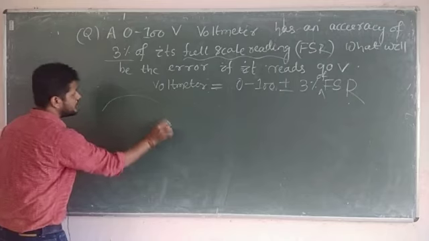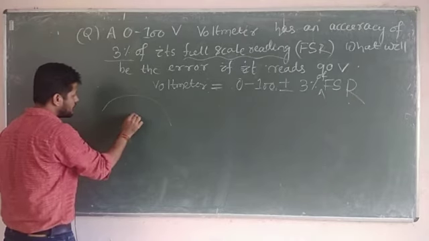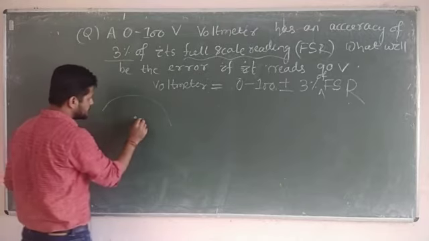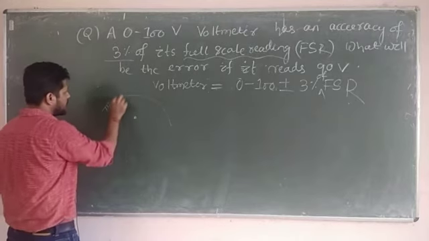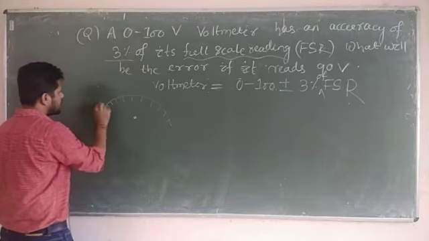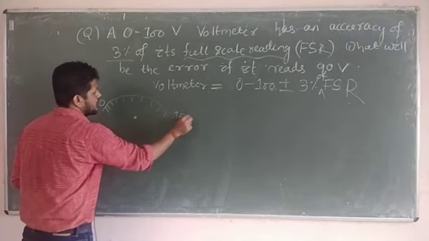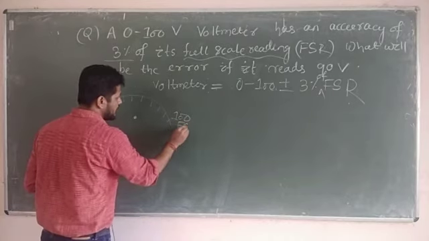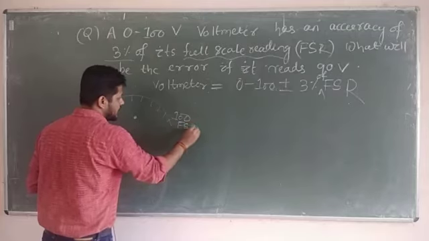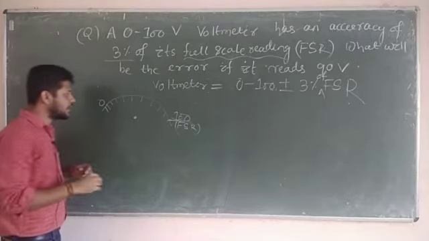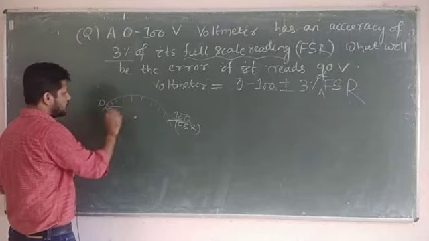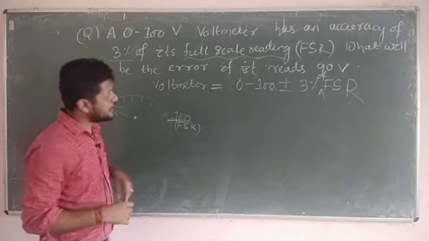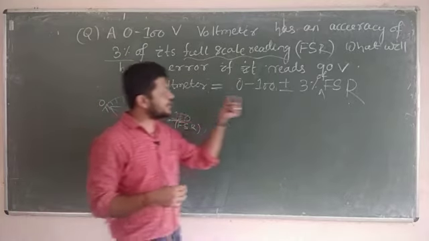So imagine a voltmeter. We use a voltmeter to measure the voltage across a resistor or inductor or capacitor or any other device. We can imagine a scale here having a range from 0 to 100 volt. The maximum or full scale value is here. This 100 volt is the full scale reading. The pointer moves like this to indicate the voltmeter reading. So 3% of full scale reading is given.